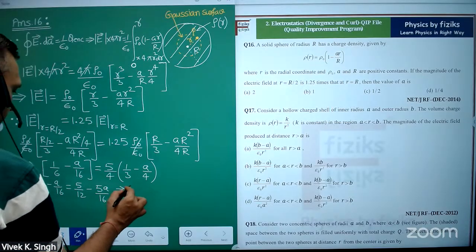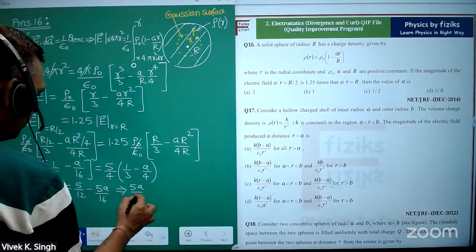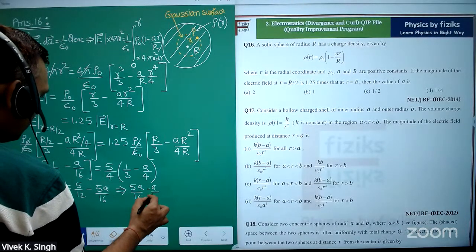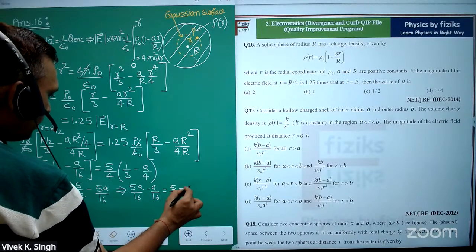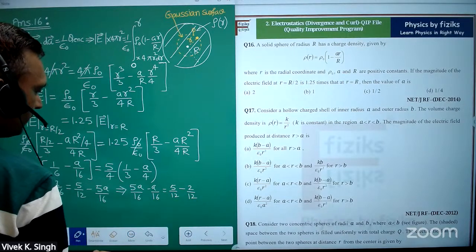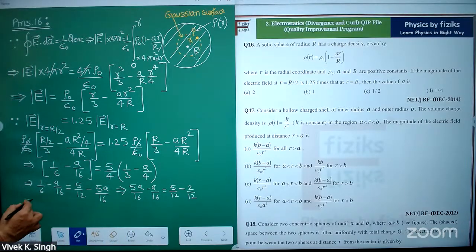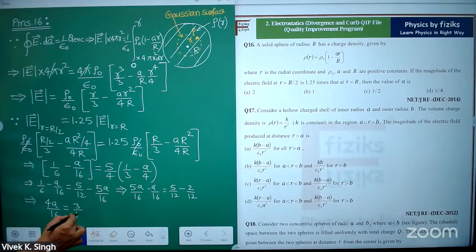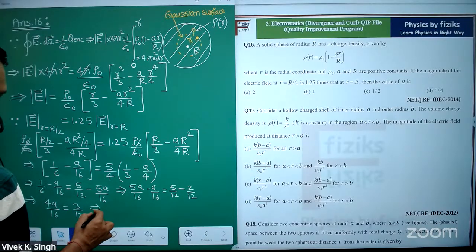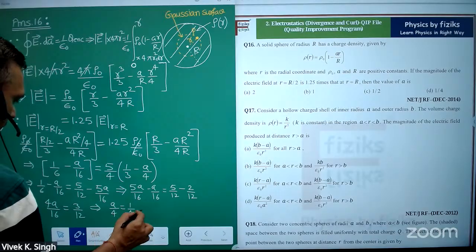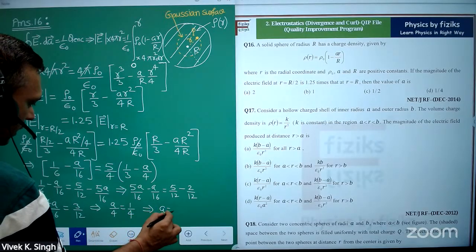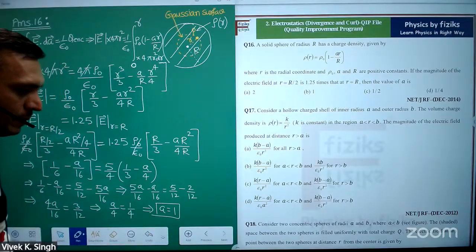So this will give you 5A by 16 minus A by 16, 5 by 12 minus 1 by 6. I am writing 2 by 12. So you will get 4A by 16 is equal to 3 by 12. Or this will give you A by 4 is 1 by 4, or A is 1 here. So it's a matter of calculation.